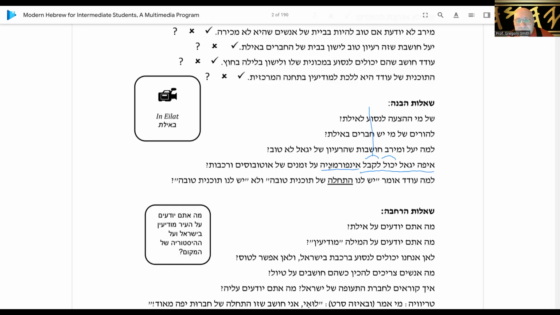So let's see. In Formetzia. Look at that one right there. In Formetzia. That's it. Information. That's a transliteration. That's what that is. איפה יגאל יכול לקבל אינפורמציה? Information. Look at that. That's a transliteration of an English word.